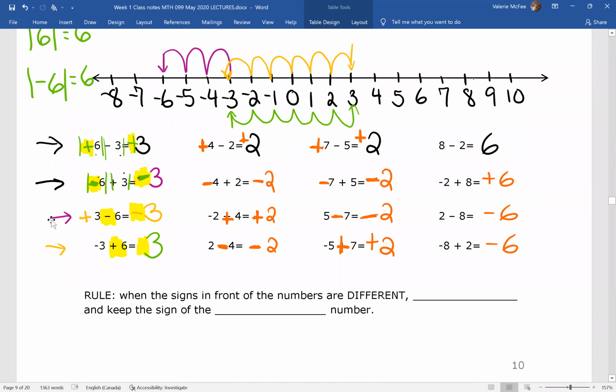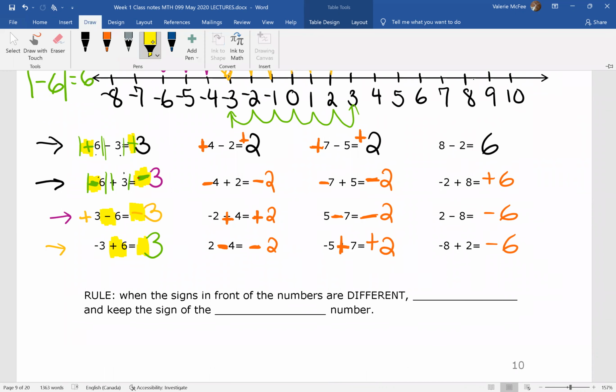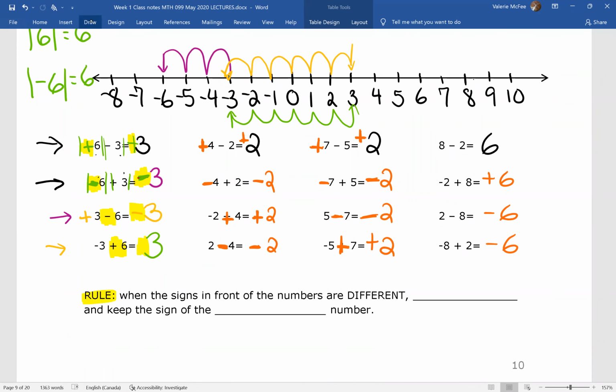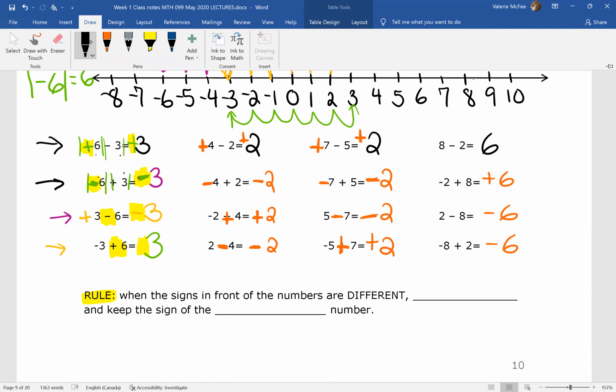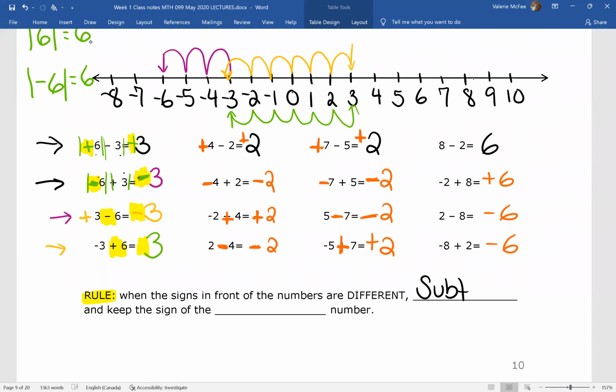So we have another rule that we can use. When the signs in front of the numbers are different, we're going to subtract. And we're going to keep the sign of the, and I'm going to use quotation marks here, of the larger number.